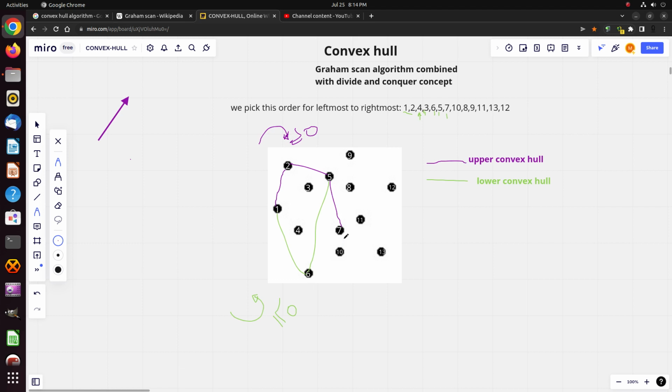7 to 1, 5, 6, 1, 2, 1, 6, 5, the lower hole. We have to compute the rotation of 7 with respect to 6, 5, positive. We cannot add it, so we delete 5. 7 with respect of 1, 6, negative, we can add 7, 2, 1, 6.